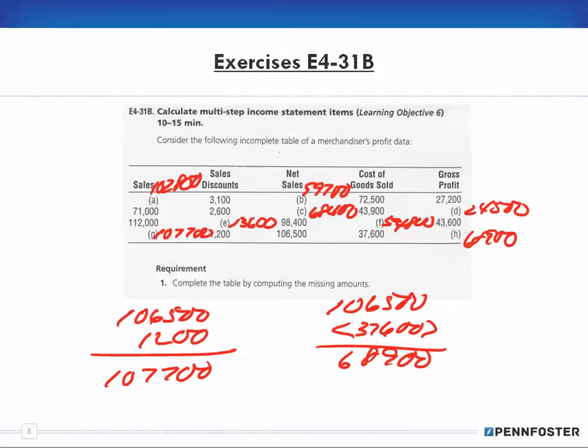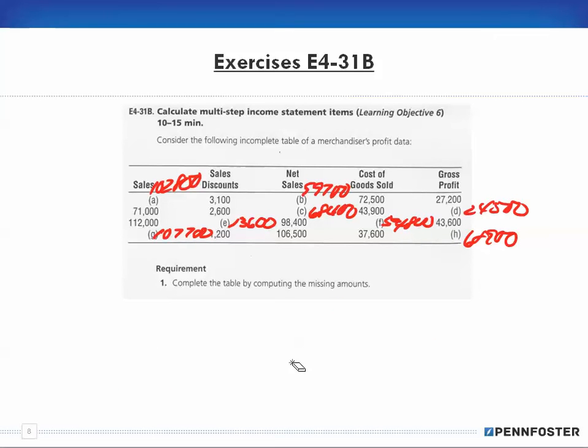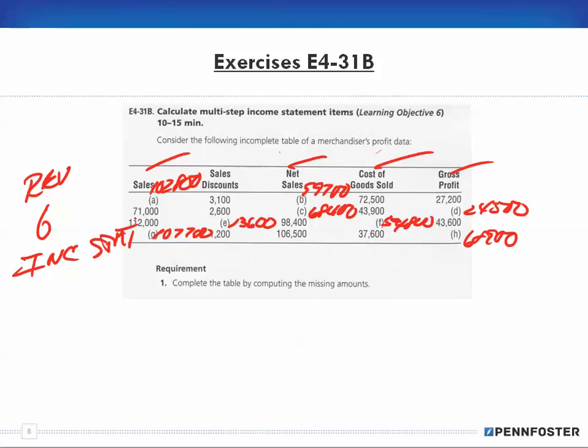So basically, this problem was, do you understand the relationship between sales, discounts, returns and allowances to get your net sales, and then you subtract out your cost of goods sold in order to get a gross profit. This problem explores that relationship. And remember, everything here ends up in the revenue section of the income statement.